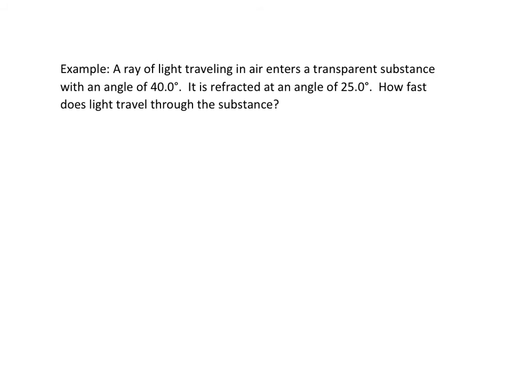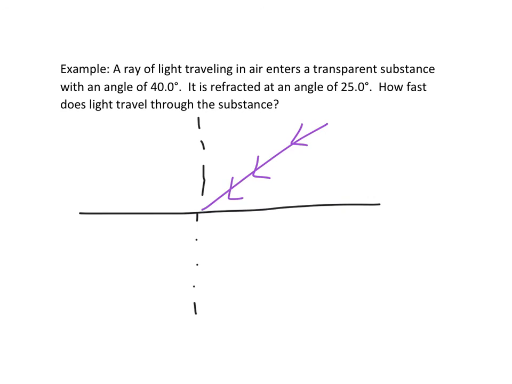A light ray traveling in air enters a transparent substance at an angle of 40 degrees. It is refracted at an angle of 25 degrees. How fast does light travel through the substance? So here's our diagram. We have an incident ray coming in at 40 degrees, and then it refracts at an angle of 25 degrees.